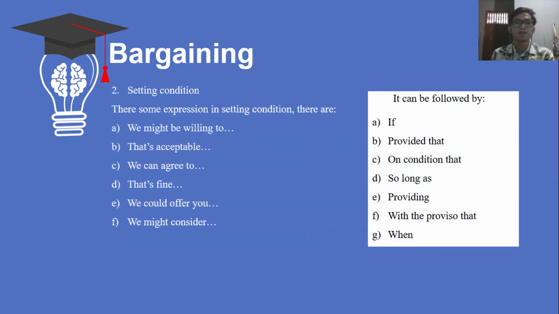The second one is setting conditions. There are some expressions in setting conditions: we might be willing to, that's acceptable, we can agree to, that's fine, we could offer you, and we might consider. And it can be followed by if, provided that, on condition that, so long as, providing, with the purpose of that, and when.